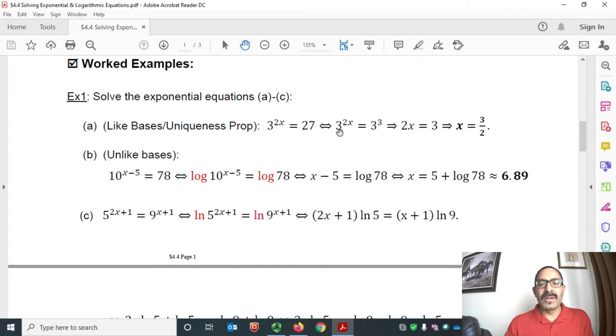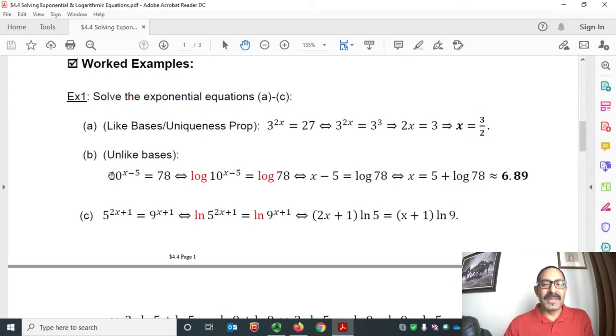Then we can use the uniqueness property of exponential functions. We have the same base exponential functions. Here the base is 3. Then we can equate the exponent. So then the next step, 2x equals 3, hence x equals 3/2. I hope this makes sense to you all.